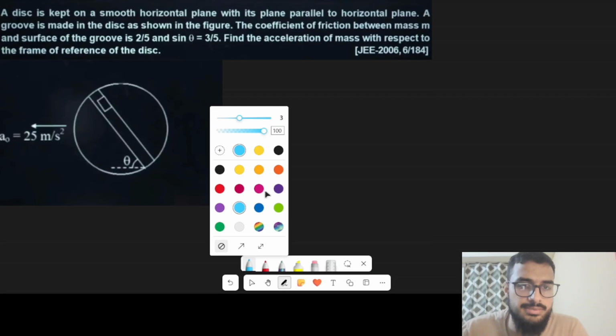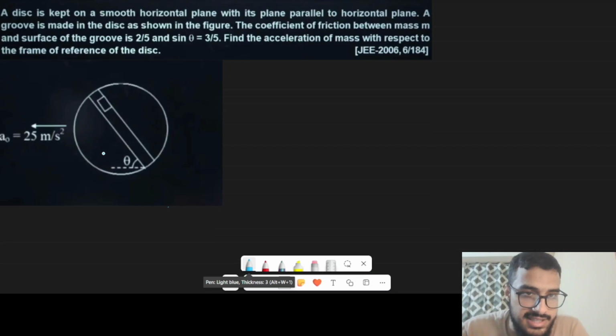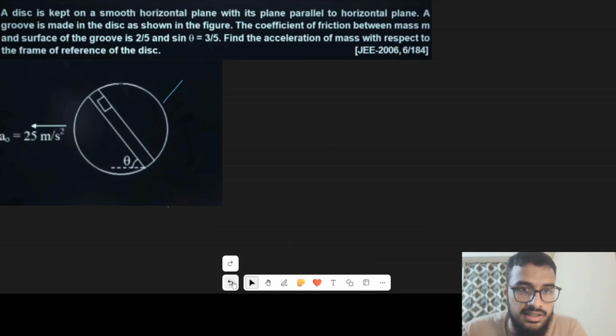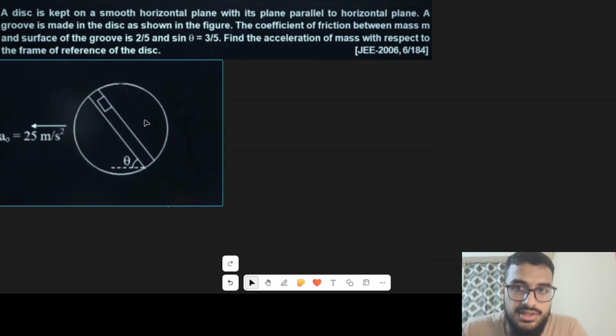So what is given in this problem is a disk kept on a smooth horizontal plane. Basically this disk is on this plane. We are having the top view of this disk right now, and it is on the horizontal plane. A groove is made in the disk, so we are seeing this groove from above, as the disk is shown in the figure.